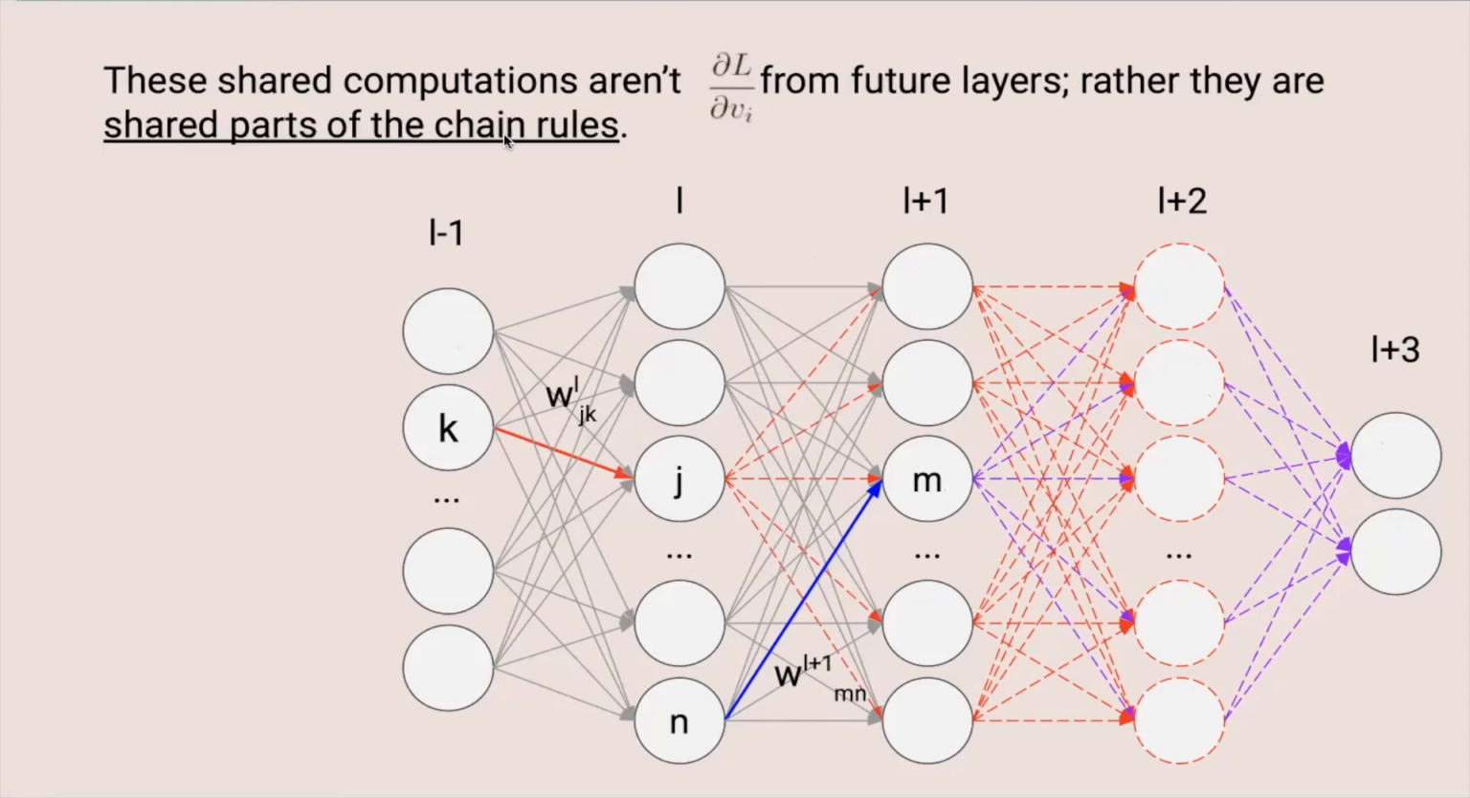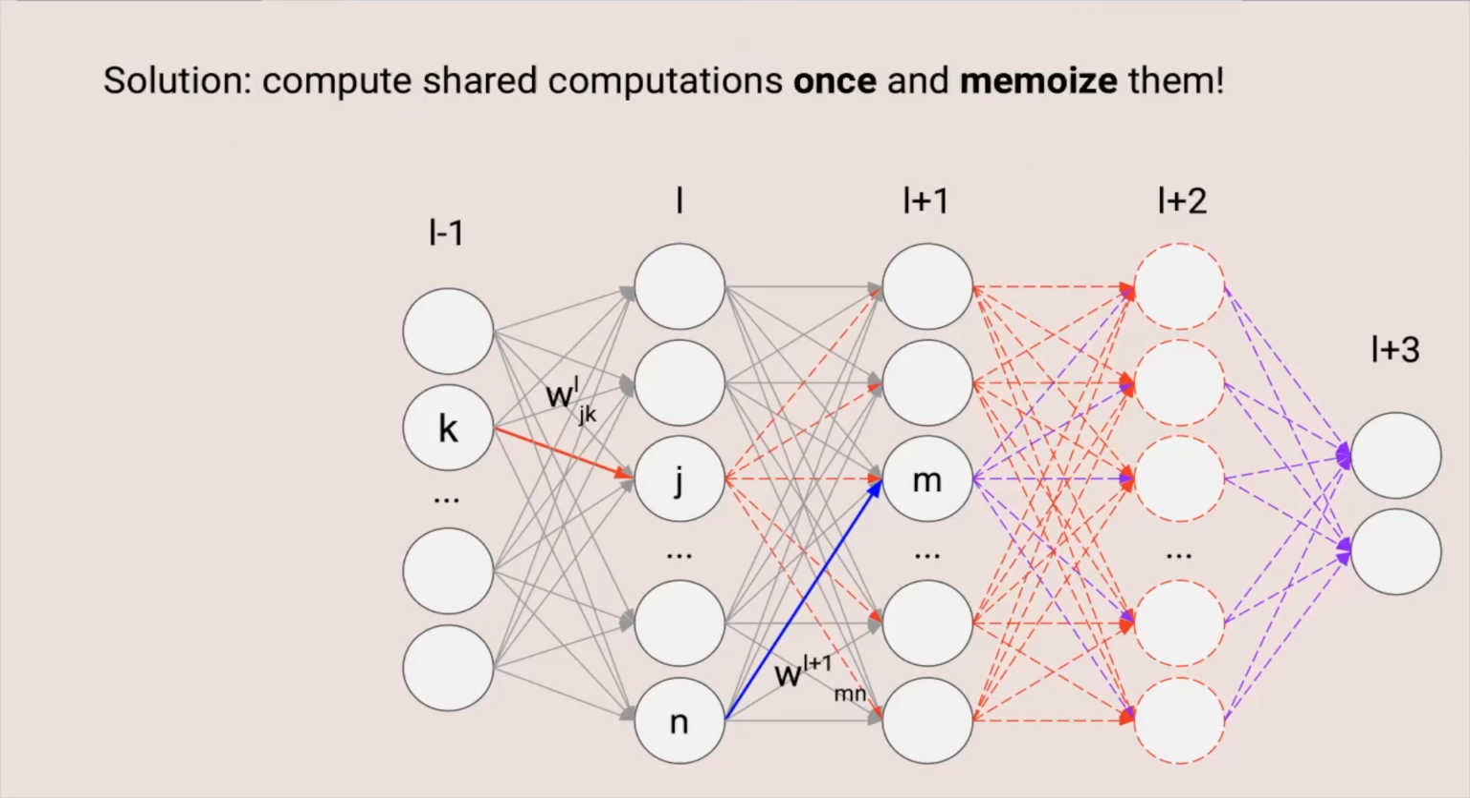And so the key idea is that if you do the math, it turns out that parts of the chain rule are actually identical for different parameters here. And so what we can do is compute some of these computations just once, memorize them, and then when we need to use them again, we just look up what we saved and, in constant time, directly refer to what we already computed before.